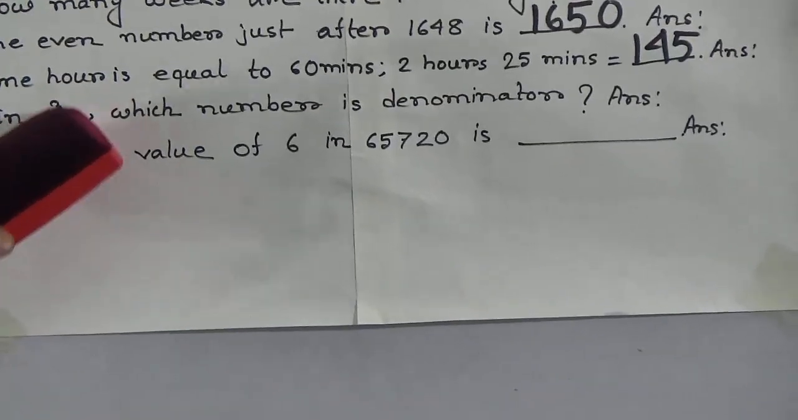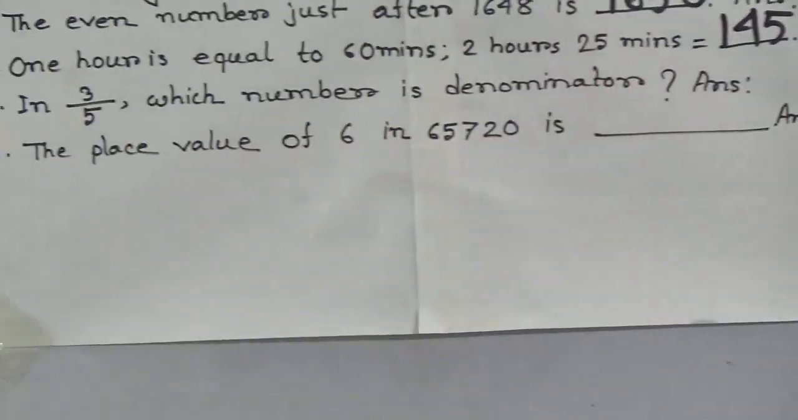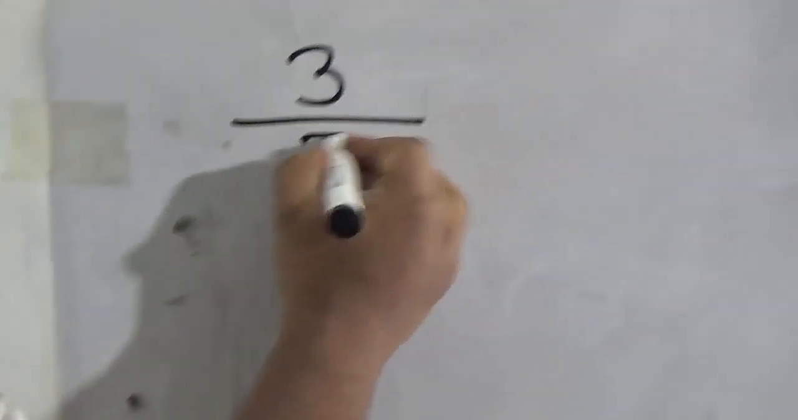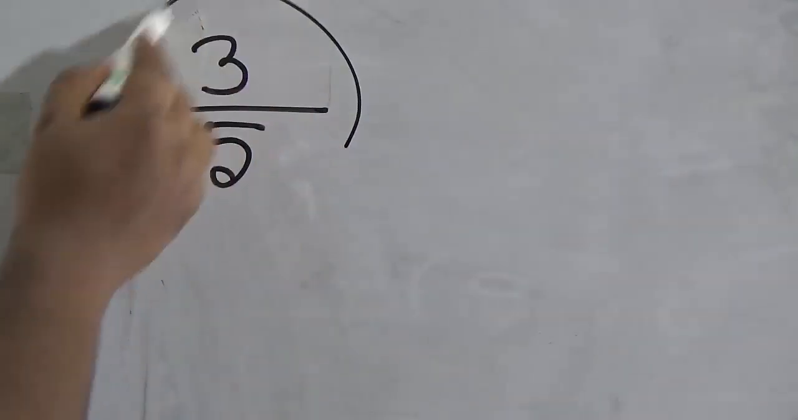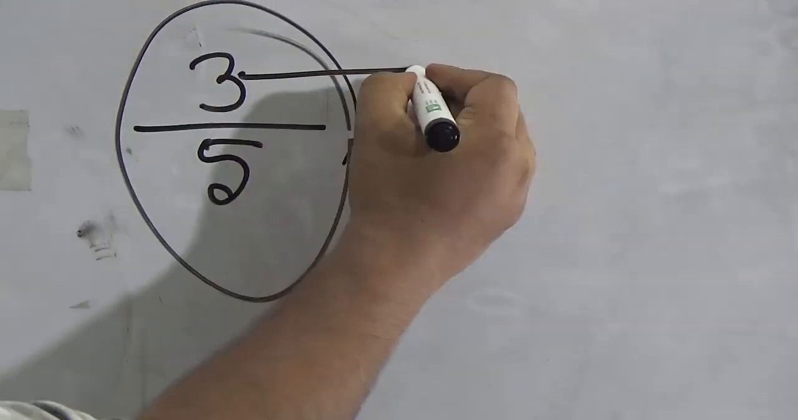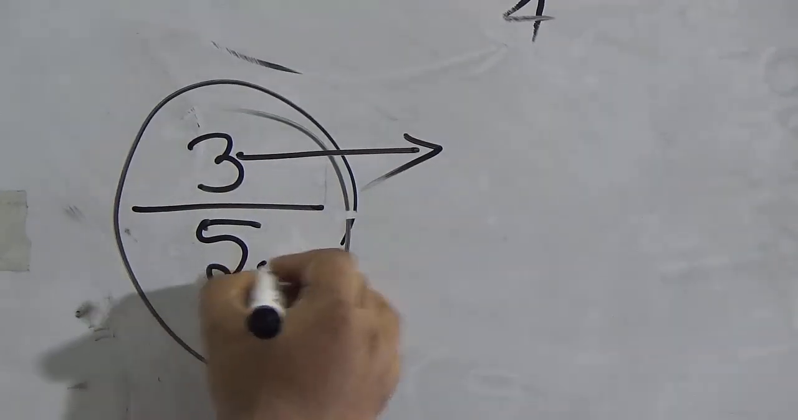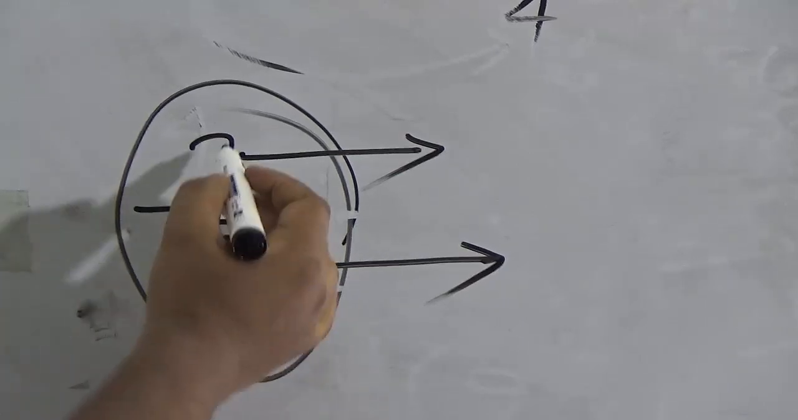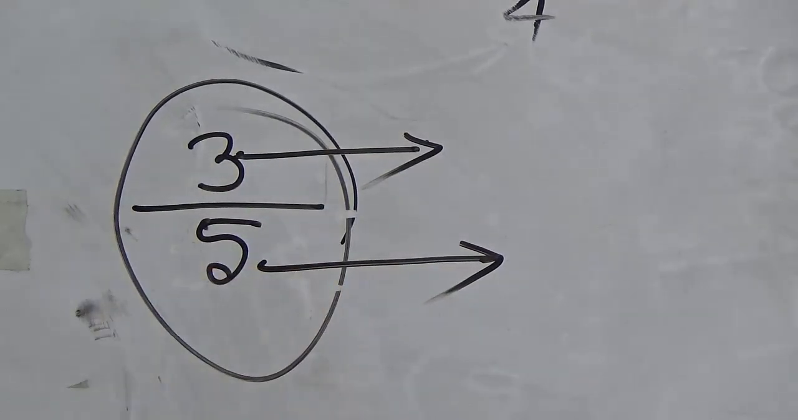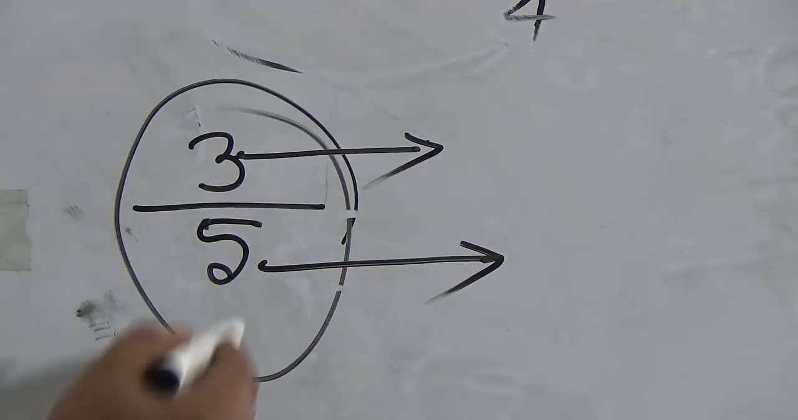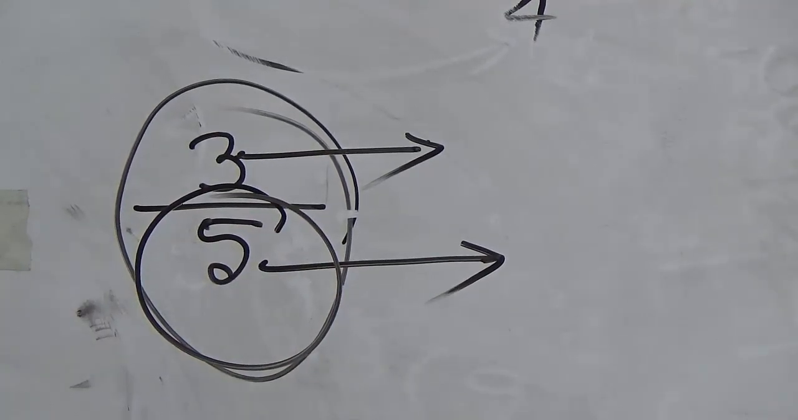In 3 by 5, this is a fraction. Which number is the denominator? At first we write 3 by 5. Student, notice this is a fraction. Here 3 is called the numerator and 5 is called the denominator. But the question asks you to find which number is the denominator. So we can easily say that this 5 is the denominator. So the answer is 5.